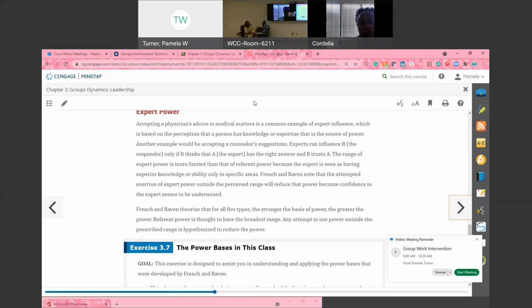Accepting a physician's advice in a medical matter is a common example of expert influence, right? Because the doctor said so, because someone else told me so. That's expert influence. So in a group setting, right?